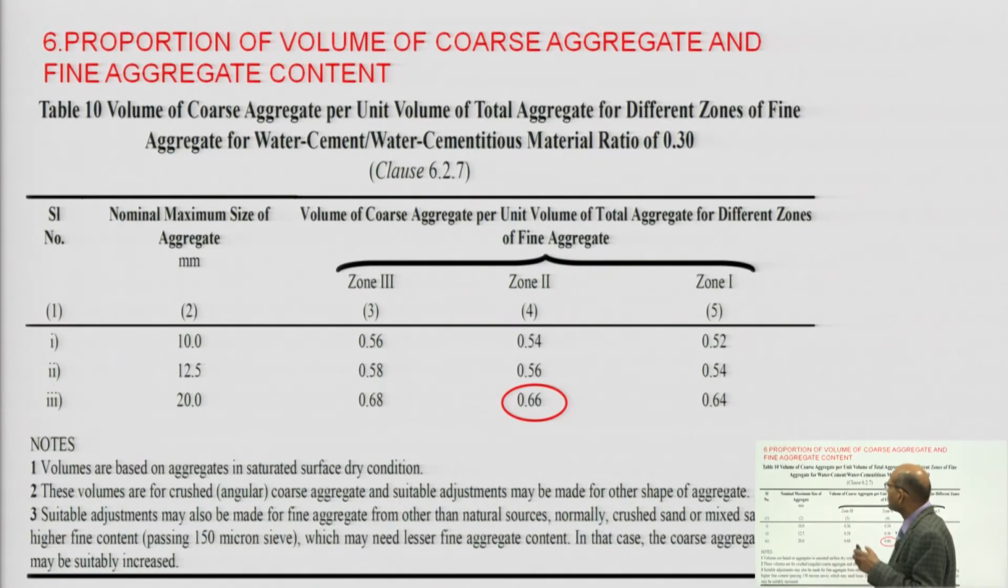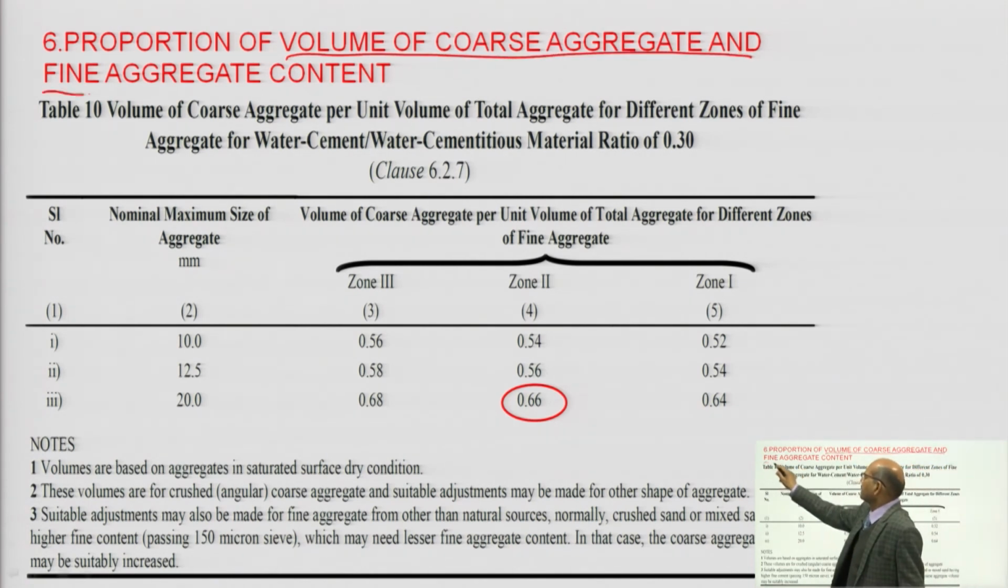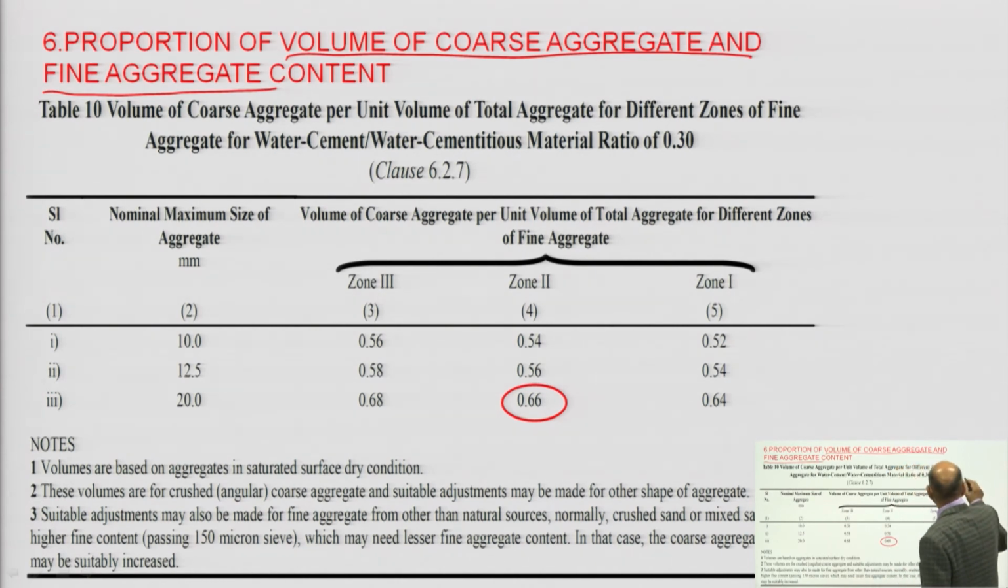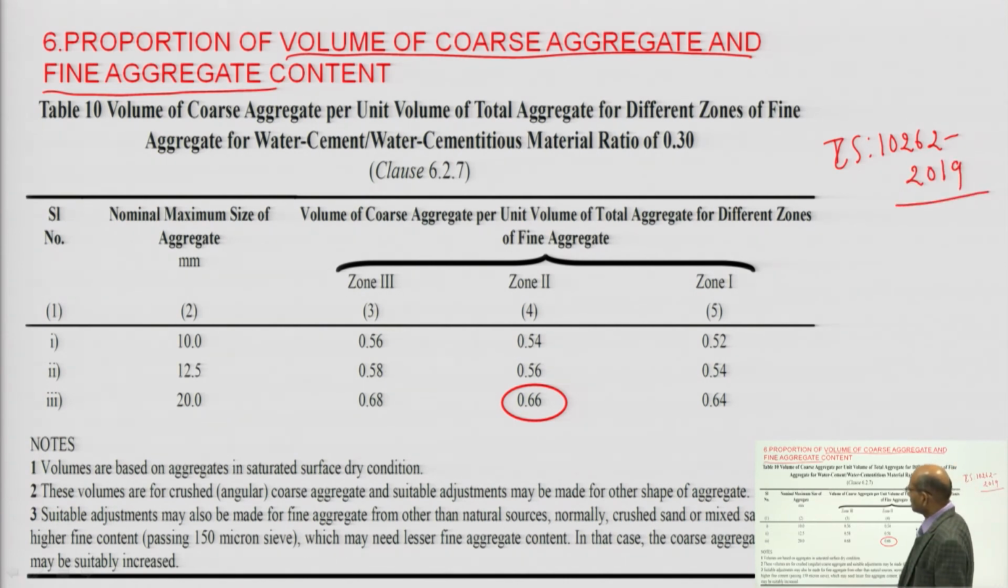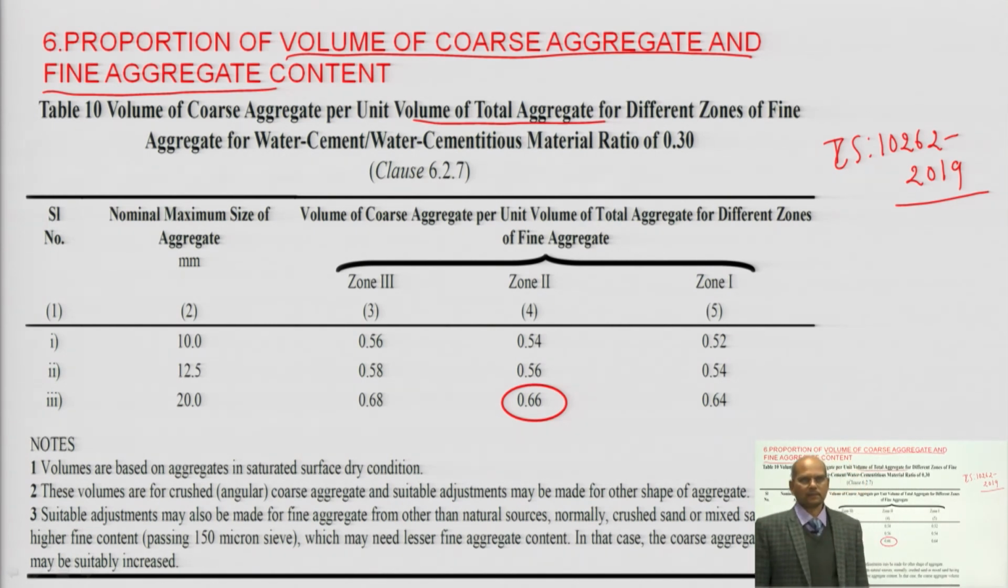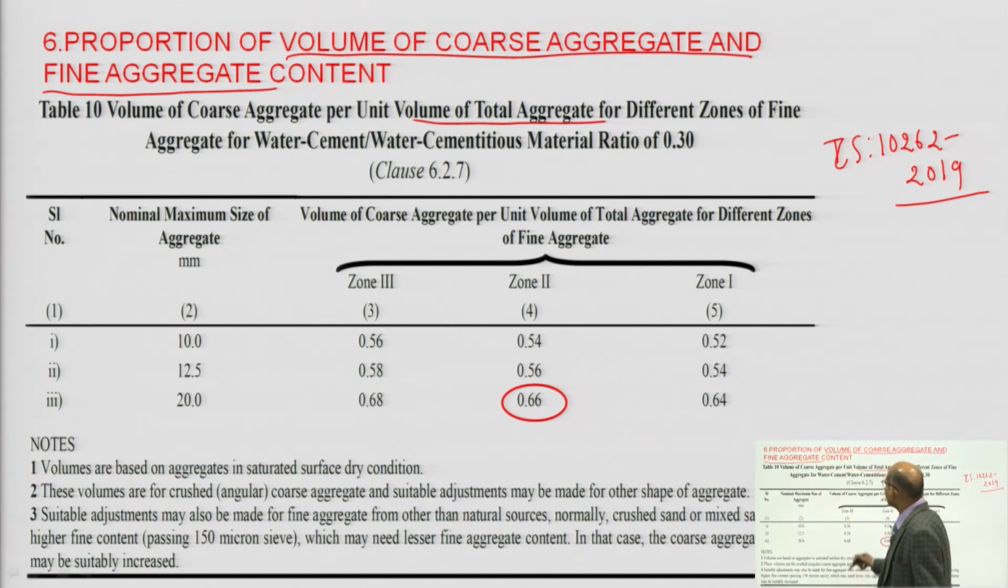So, this data we have got. Now, we have to proportion the volume of coarse aggregate and fine aggregate. Okay. So, if you see Table 10 of IS 10262:2019, this gives a specification, the unit volume of total aggregate. Okay. So, what is this value?